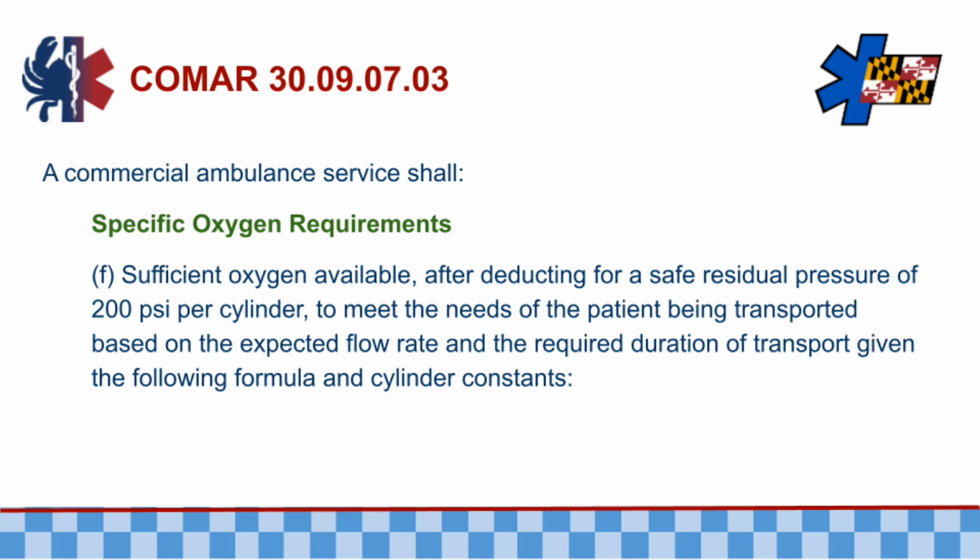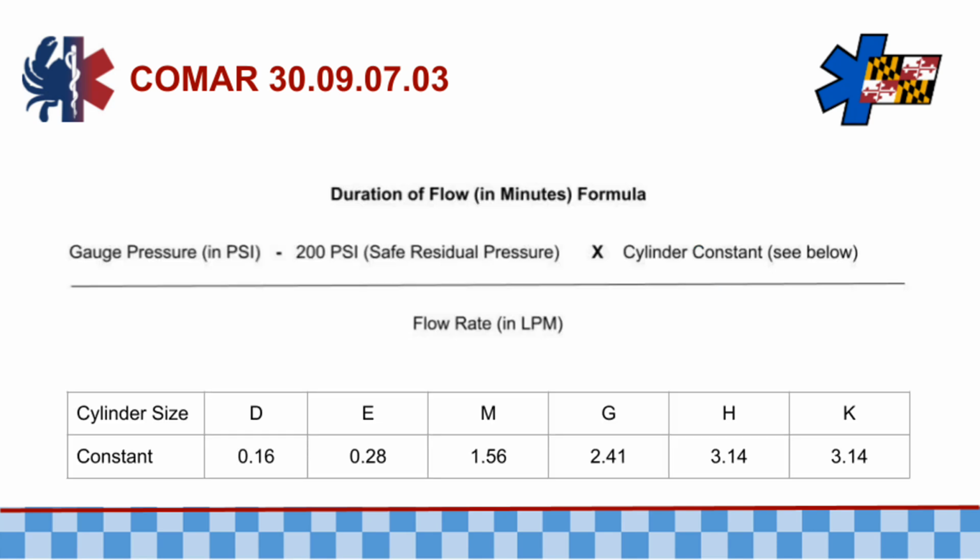When calculating the oxygen flow requirement for a patient transport, you must first subtract the 200 psi residual from the current cylinder pressure. The mathematical formula used to determine the duration of flow in minutes is current gauge pressure subtracting the standard 200 psi residual pressure, then multiplied by the constant number shown in this slide for the cylinder size that you are using, divided by the flow rate in liters per minute.